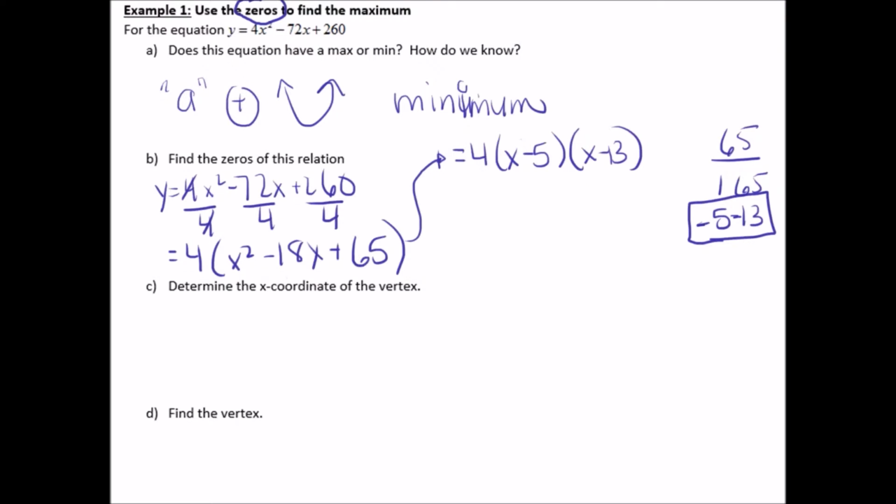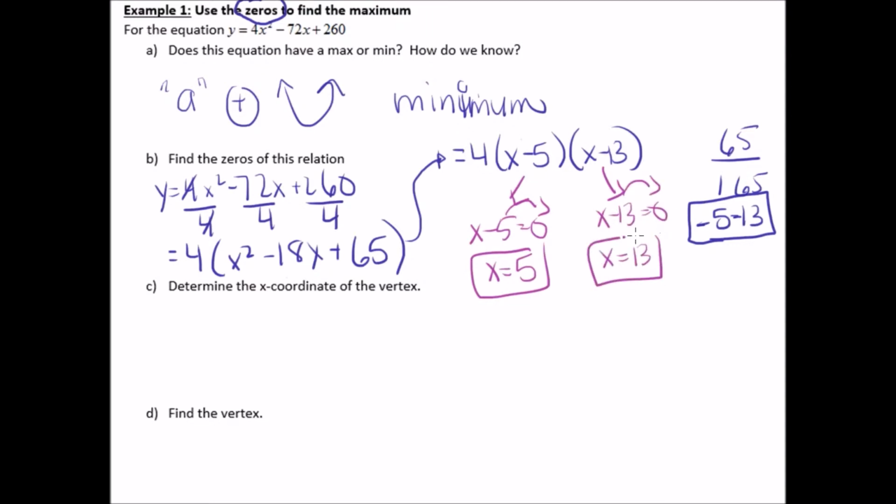Okay, let's find our x-intercepts. x minus 5 equals 0. Bring that -5 over. x equals 5. Now x minus 13 equals 0. Bring that -13 over. x equals 13.